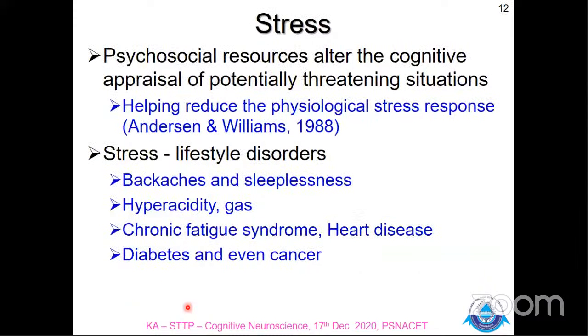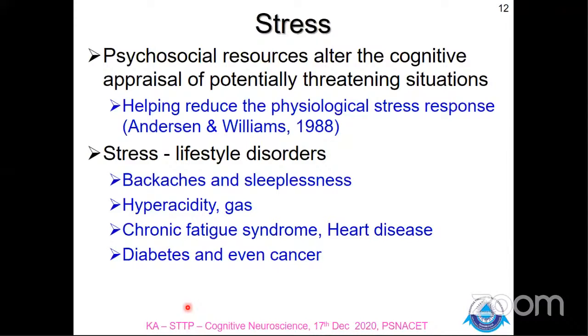So psychological resources alter the cognitive appraisal of a potentially threatening situation, helping reduce the physiological stress response. We want to reduce the physiological stress response. So what is stress? How can lifestyle be affected by stress? Lifestyle disorders: backache and sleeplessness. Whenever a person is stressed, they do not get proper sleep. Ultimately it creates sleep disorders when a person is in a stressful condition.